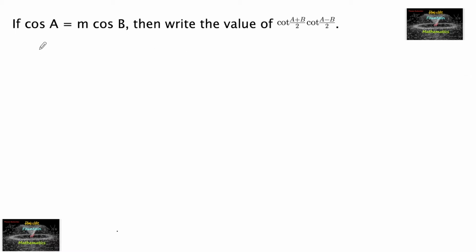If cos A is equal to m times cos B, then write the value of cot of (A plus B) by 2 into cot of (A minus B) by 2. So this can also be written as cos A by cos B, which equals m by 1. And let us apply the componendo and dividendo property.